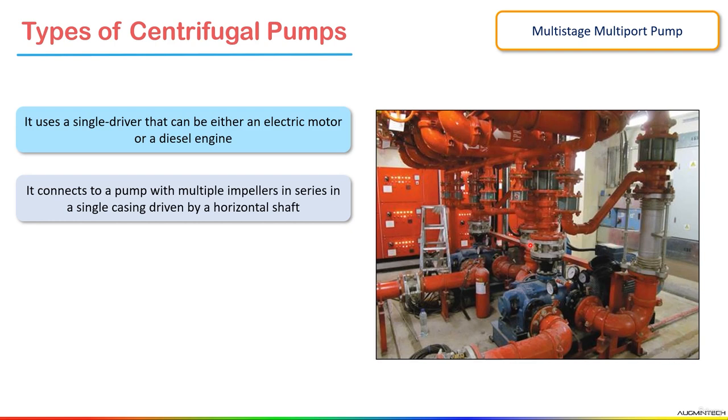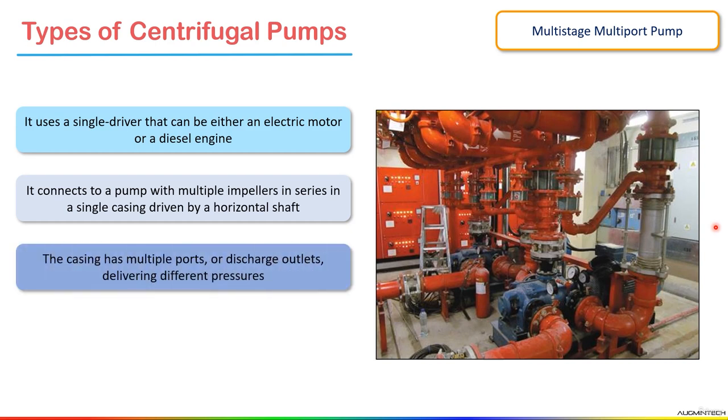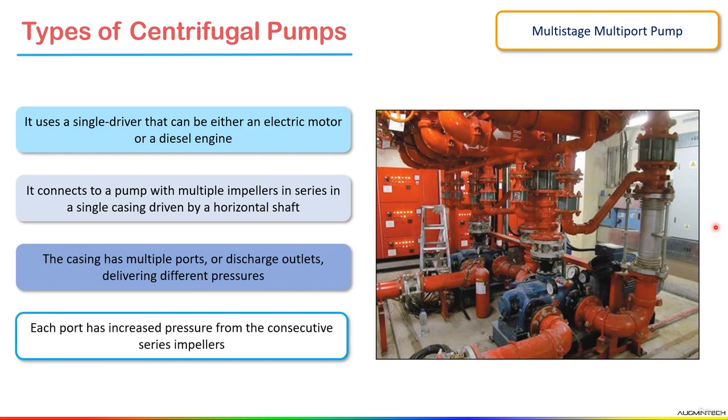So in this multi-stage multi-port pump, we use a single driver, and it connects to a pump with multiple impellers in series in a single casing driven by a horizontal shaft. The casing has multiple ports or outlets delivering different pressures. Each port has increased pressure from the consecutive series impeller. Here, a shut-off valve shall not be required between the impellers of a multi-stage multi-port pump.